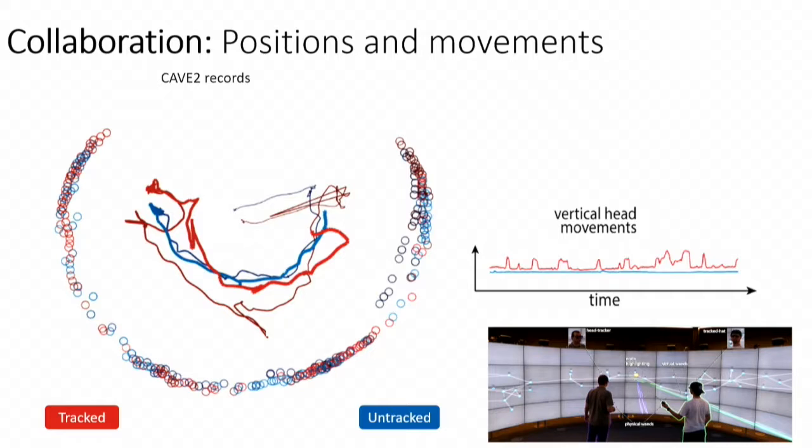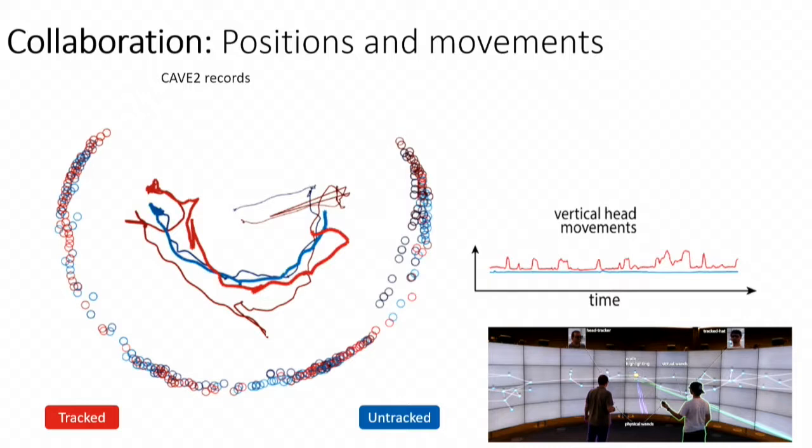So what's this? This is the Cave 2. In the Cave 2, looking at the movements of people from above, we were tracking their position the whole time, and we recorded their head position precisely. You see that the two participants tend to follow each other around quite precisely. And so, well, actually, I guess what's happening is that the person who is not head tracked is following the person who is head tracked in order to get the correct perspective.